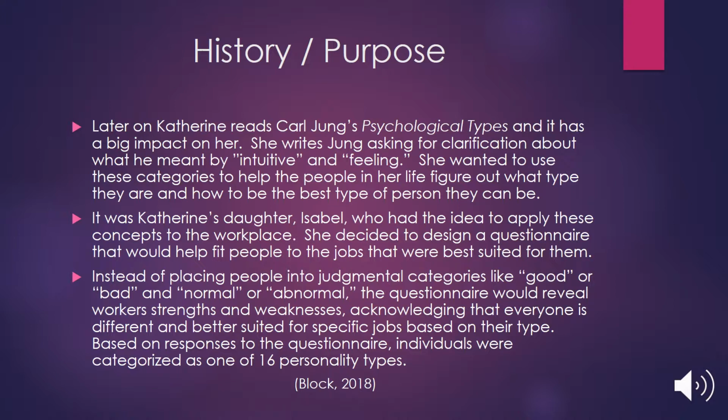Later on, Catherine reads Carl Jung's Psychological Types, and it has a big impact on her. She writes Jung asking for clarification about what he meant by the terms intuitive and feeling. She wanted to use these categories to help the people in her life figure out what type they are and how to be the best type of person they can be.